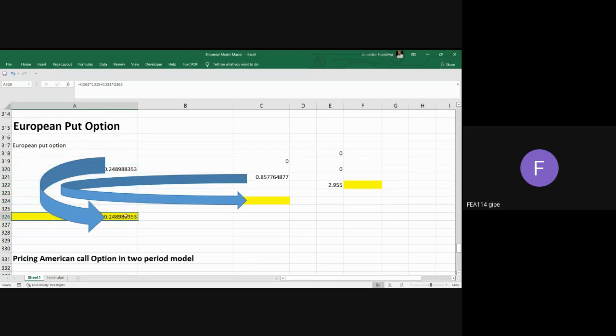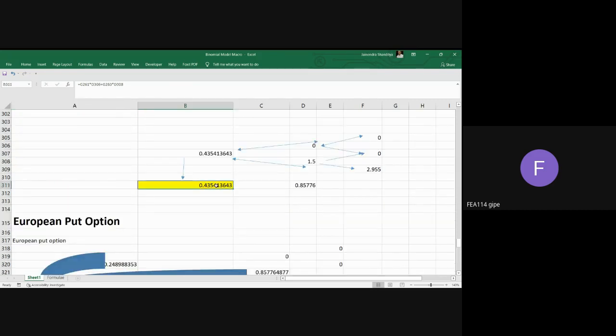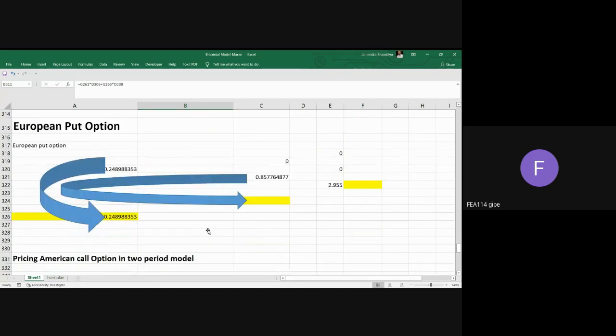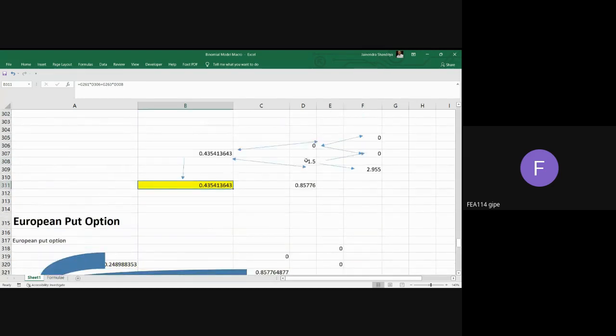This value is coming because these are the two values at node 1, and these are the three values at node 2. So from these three values I get these two values, and from these two values I get this value, which is calculated this way. So you can see the European put is priced at 0.2489, whereas the American put is priced at 0.4354. Why? Because in the American put you have the choice to exercise at 1.5, which you cannot do in the case of the European put.